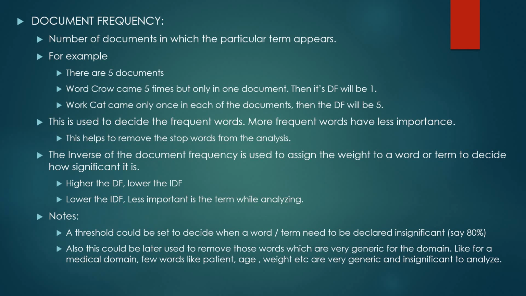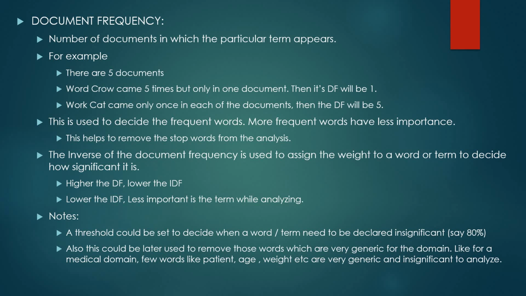Apart from the document frequency, there is another term known as the inverse of document frequency, which is represented by IDF. So what is this IDF? The inverse of the document frequency is basically used to assign weight to a word or a term to decide how significant it is. You know that if the document frequency is higher, then the inverse document frequency will be lower, because inverse document frequency is like 1 by DF, 1 by document frequency. So the higher the document frequency, the lower will be the IDF. A lower IDF means the word is least significant.